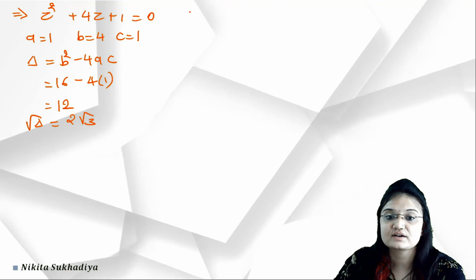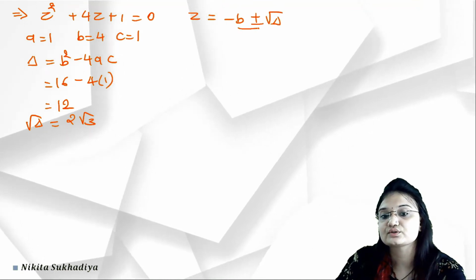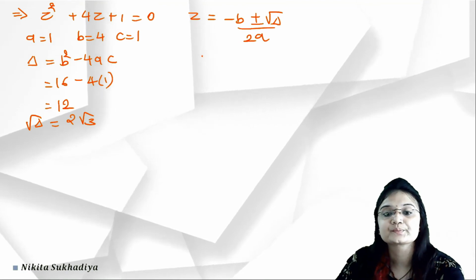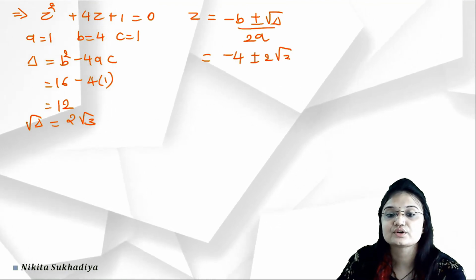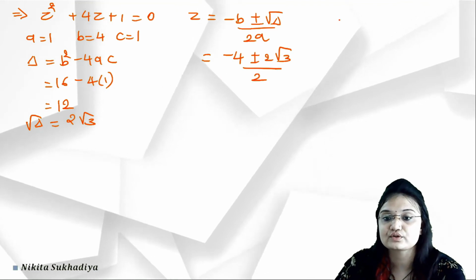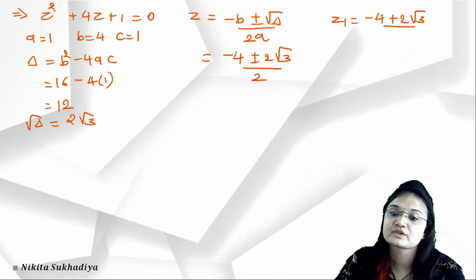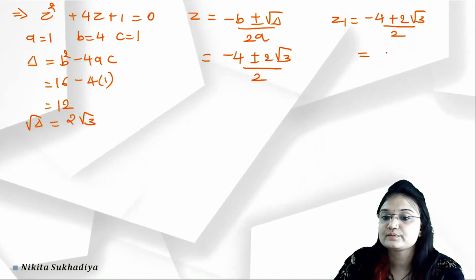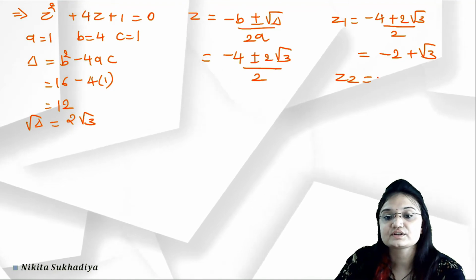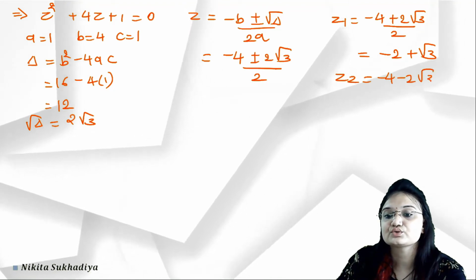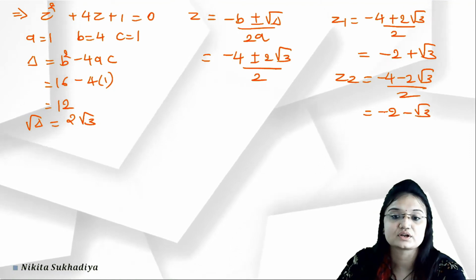So this is the quadratic equation of z. So this will become minus b plus or minus square root of delta divided by 2a. So minus b, that is minus 4 plus or minus 2 root 3 divided by 2. So our z1 will become minus 4 plus 2 root 3 by 2, so this will become minus 2 plus root 3. And z2 is equal to minus 4 minus 2 root 3 divided by 2, so this will become minus 2 minus root 3.